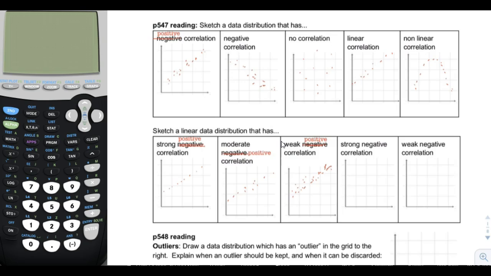Strong negative correlation would be tight in a line, but it would be a downward trend line because negative correlation means it's going down. Weak negative correlation would be a trend that's going down, but in a generally line-like shape, but maybe a little more like a cloud.